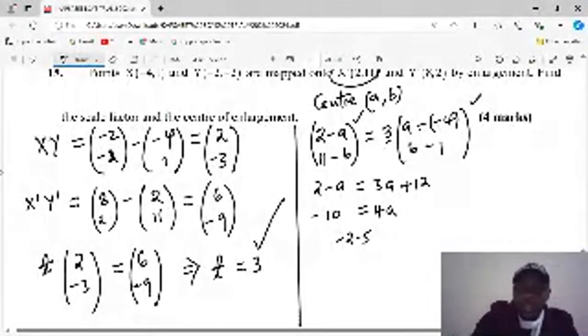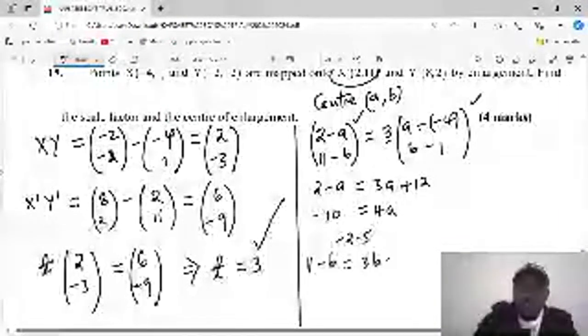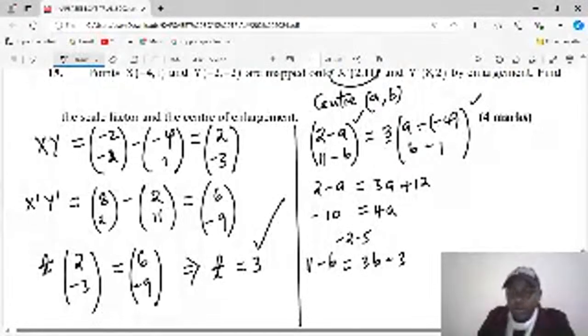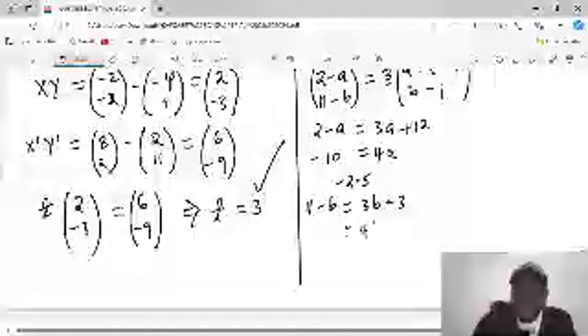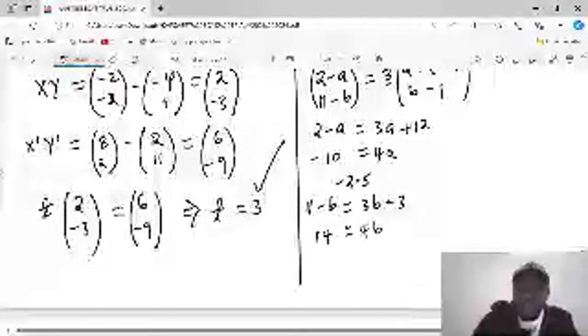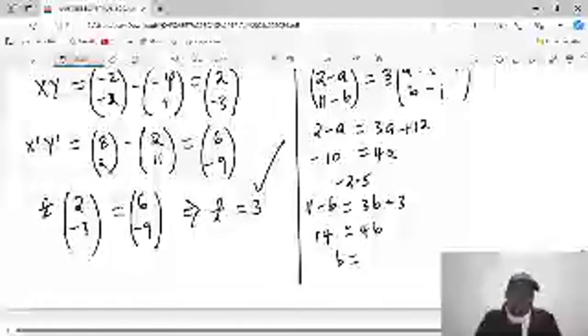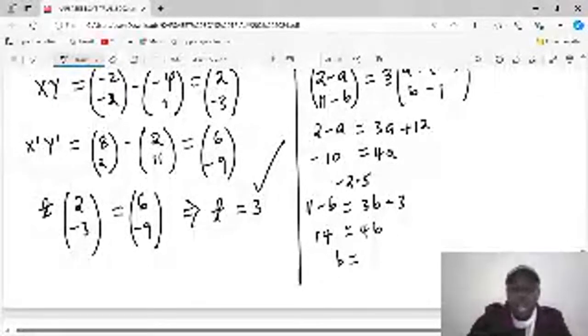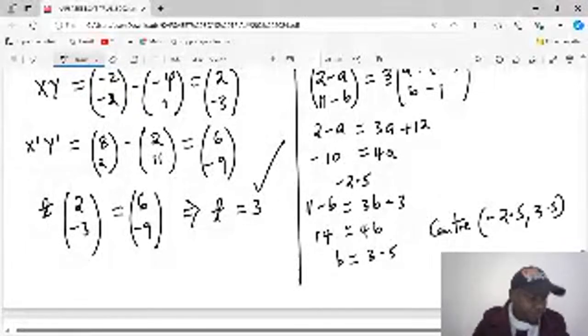So I love to say that 11 minus b is equivalent to 3b minus 3, because 3 is multiplying everything there. So we will have this one as 4b, and this one is 14. So the value of b shall be, when I take 14 divided by 4, I'm getting 3.5. Therefore, the center shall be negative 2.5, 3.5.